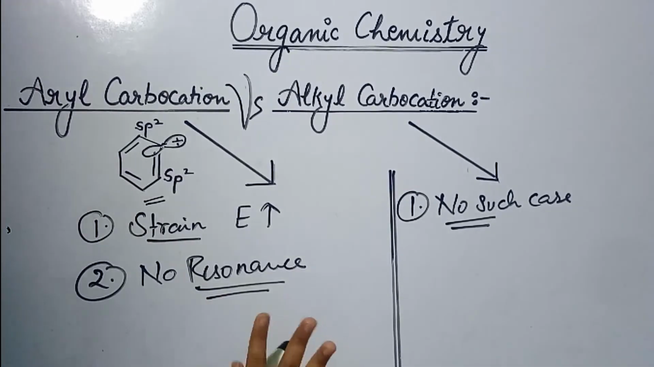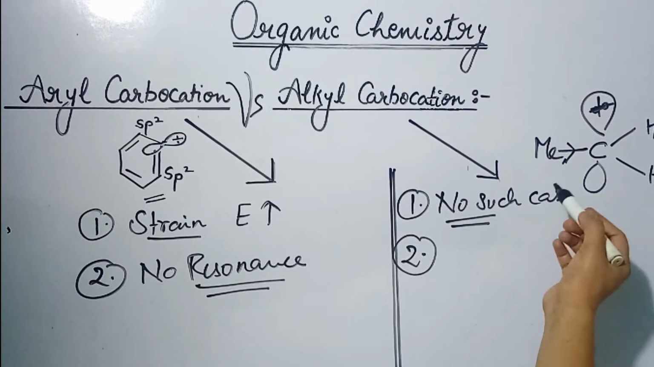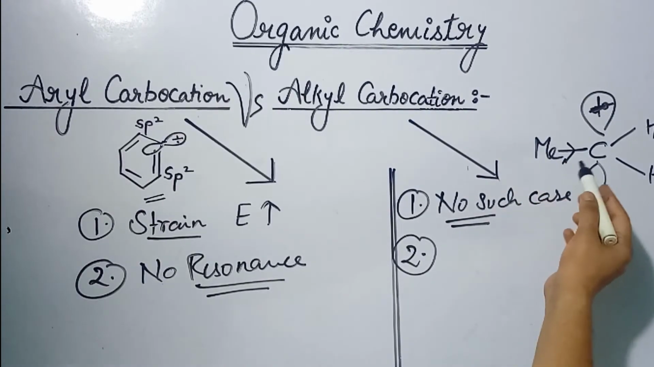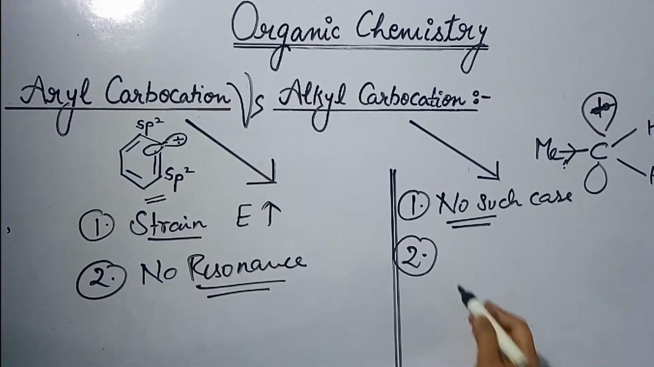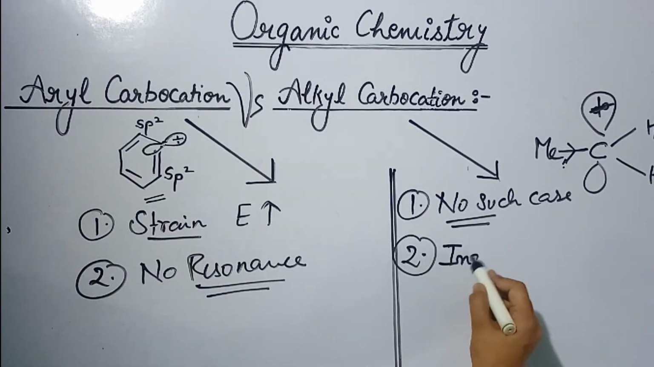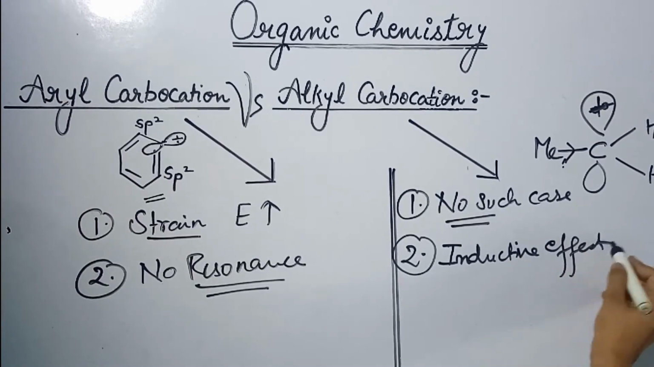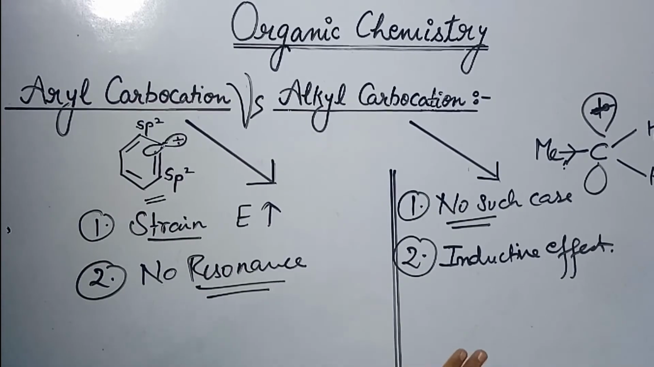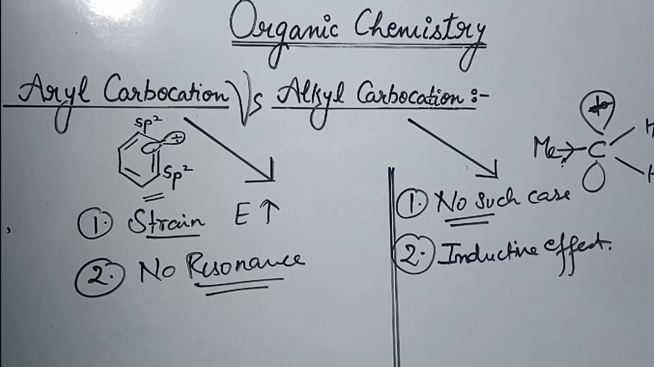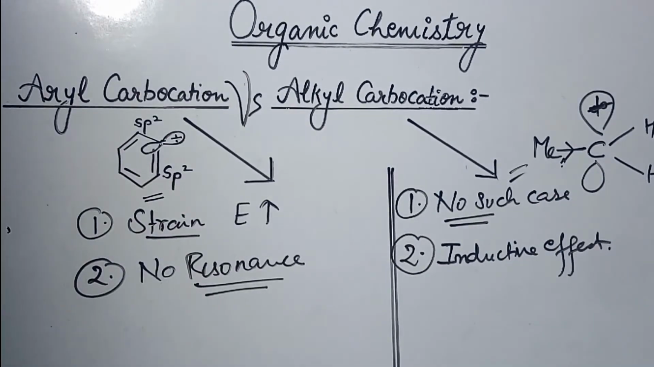no stabilizing factor. Okay, but in this case you can see here the methyl group is having plus I effect, and because of this it will stabilize this carbocation. So the positive inductive effect can stabilize the carbocation here. So there is a stabilizing factor. So in this way you can see that the alkyl carbocation is more stable than the aryl carbocation.